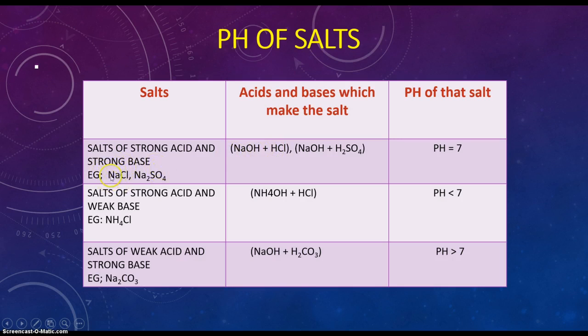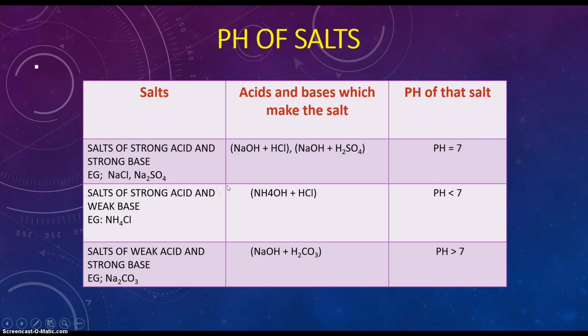So if we take this NaCl solution, then obviously NaOH and HCl both would be present, and both are a strong acid and a strong base. So the strong acid would completely neutralize the strong base, and there would be no excess acid and no excess base. So the pH of the salt solution would be 7. Similarly, sodium sulfate is made of sodium hydroxide NaOH and sulfuric acid H2SO4. Both are a strong acid and a strong base, so they would neutralize one another, and the pH of the solution containing sodium sulfate would be 7.